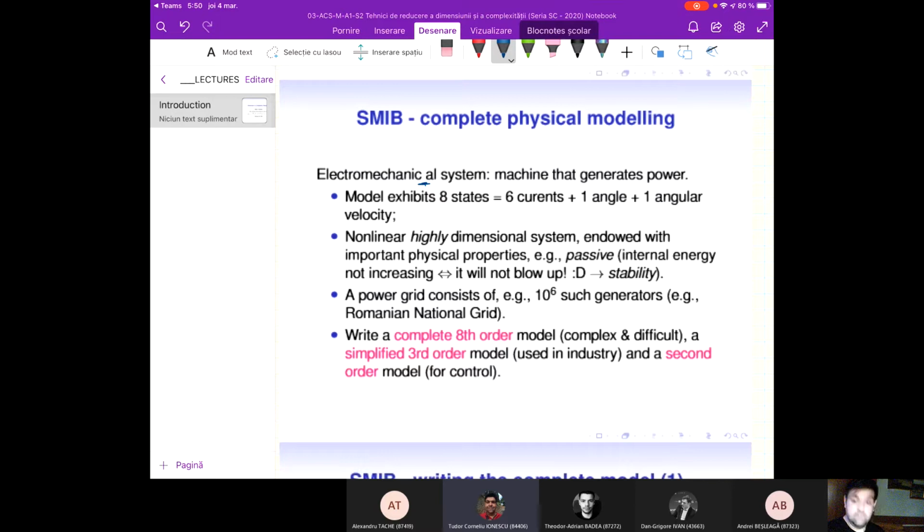A battery could be a passive device. A battery, yes, but an even easier one. An easier example of a passive device. Can you tell me, please? A resistor. A resistor, exactly. Very good.